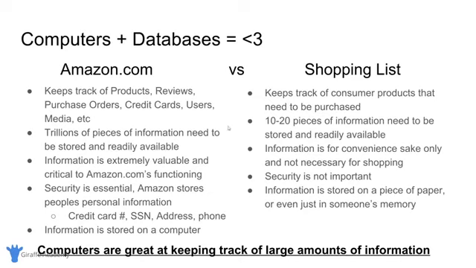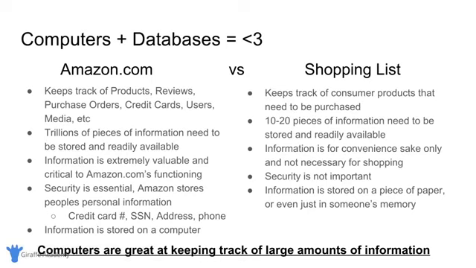A shopping list, on the other hand, the information is for convenience sake only, right? It's not absolutely necessary for shopping. Like if you didn't have a shopping list, you could still go to the store and for the most part, you'd be able to find everything that you need. Also with the shopping list, security is just not important at all, right? If you drop your shopping list on the ground, if somebody else was to pick it up and look at it, it's not a big deal. It's a shopping list. Finally, over here on Amazon, the information is stored on a computer.